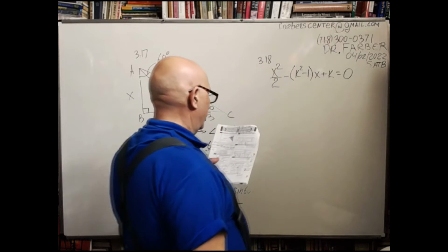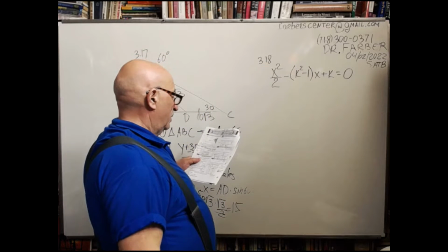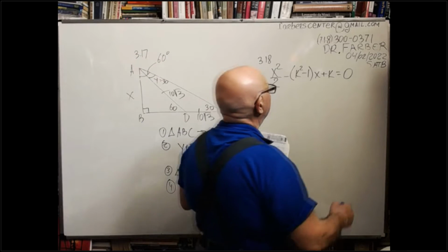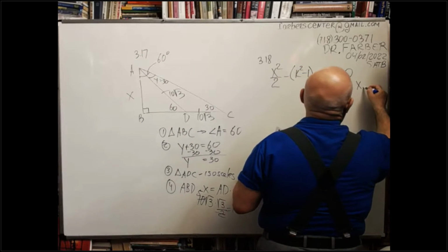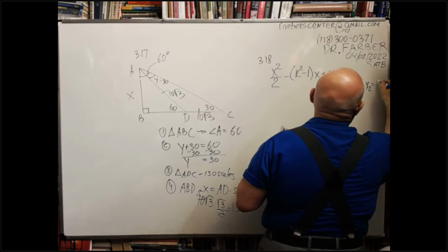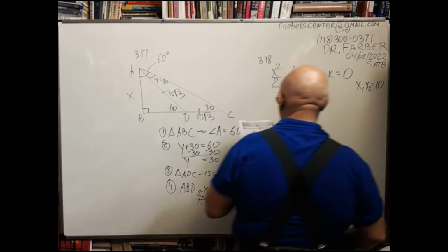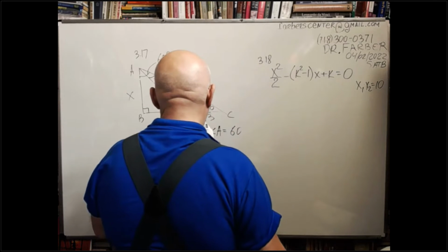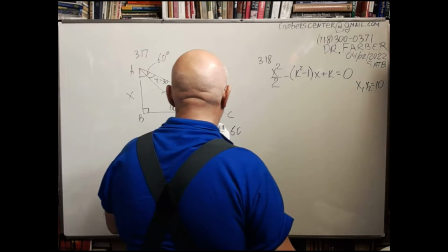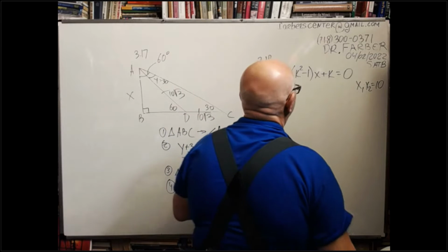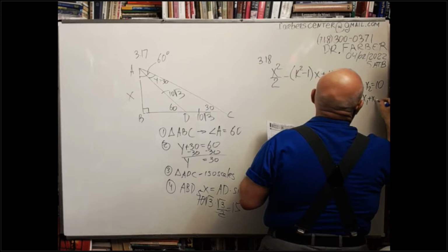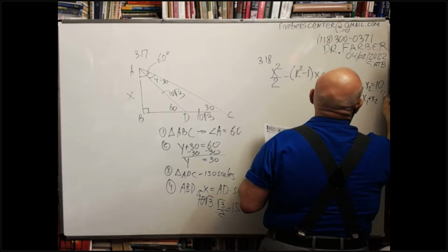k is a constant, and the product of roots is 10. x1 times x2 equals 10. We have two roots. What is the sum of these roots? This sum, x1 plus x2, is a question mark.